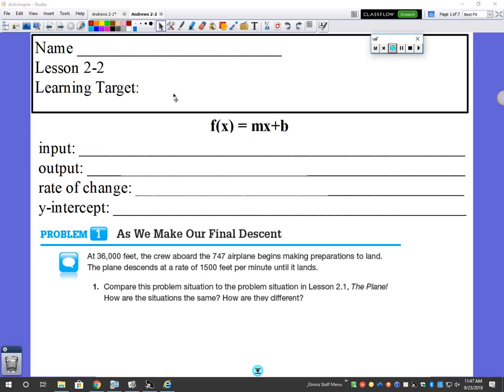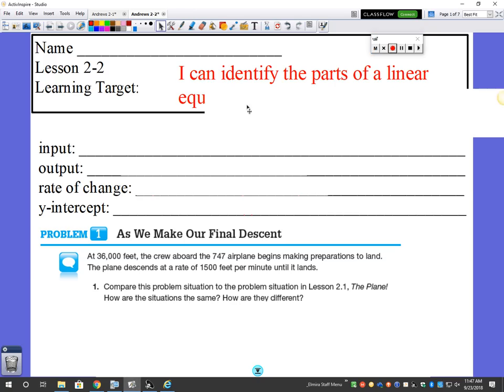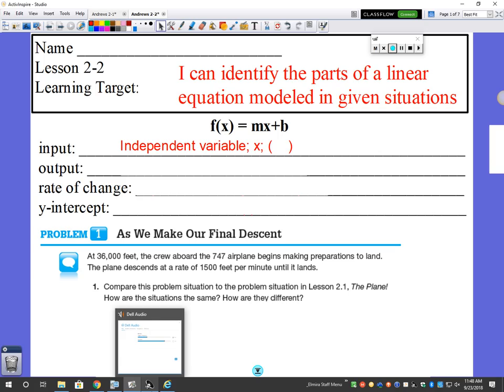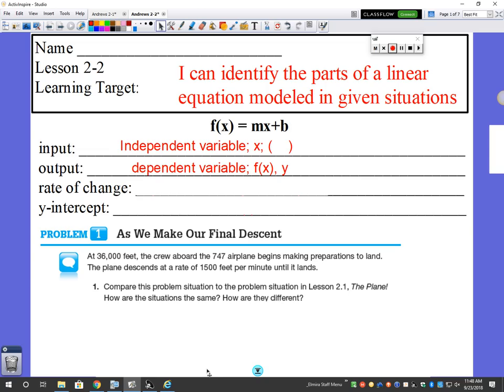Okay, switching gears, we're going to launch right into lesson 2-2. And in 2-2, I want you to identify the parts of a linear equation modeled in given situations. Okay, so input, we talked about last lesson. It is your independent variable. It's your x. It's whatever letter you put inside the parentheses. Your output is your dependent variable. It's like your f of x or your y values. Rate of change, that per, each, every, it's your m, it's your slope.